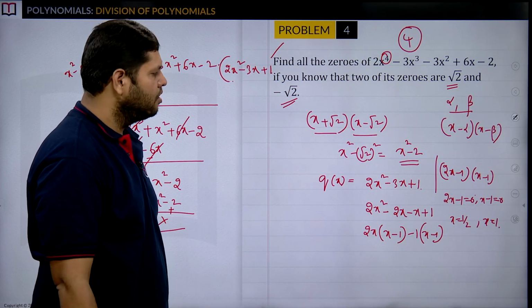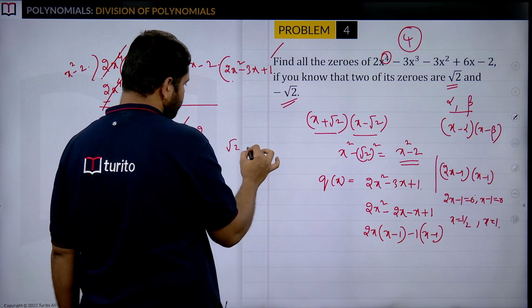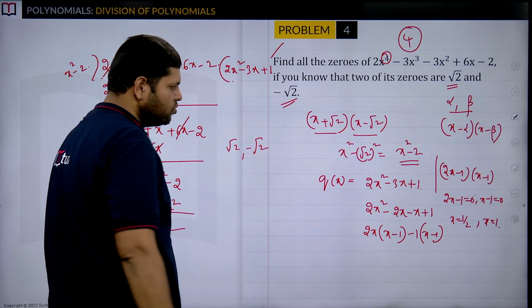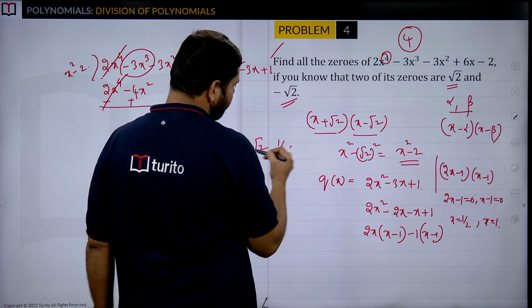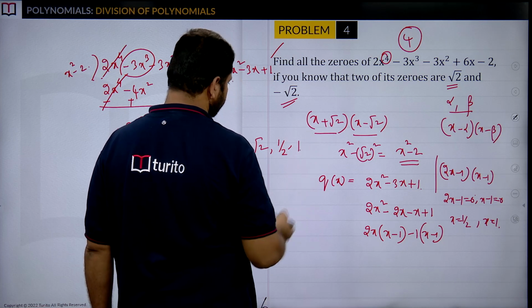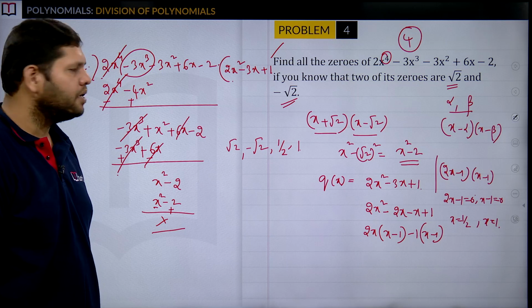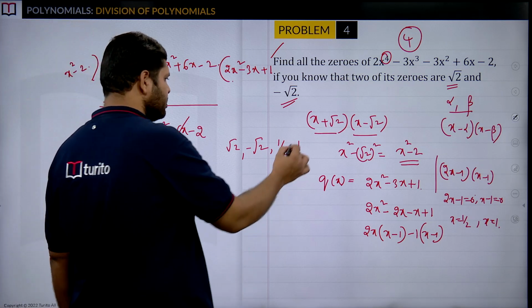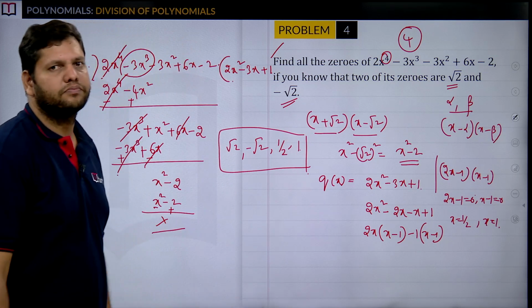Clear, children? So we got the 4 zeros, children. First one is what? Root 2. Second zero: minus root 2. And third zero is what? 1 by 2. And fourth zero is what? 1. So root 2, minus root 2, 1 by 2 and 1. So these are the 4 zeros of the given biquadratic polynomial.